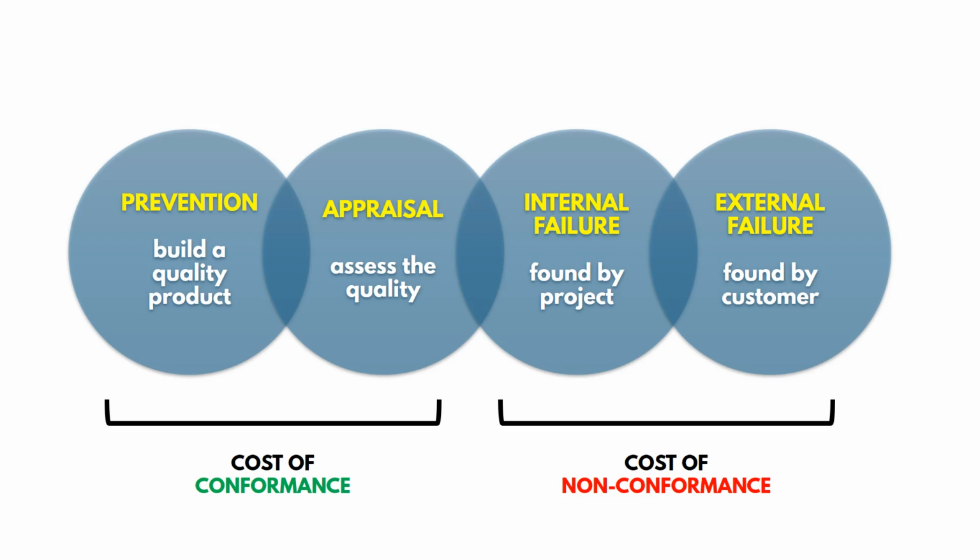External failures are quality issues that are found by the customer. This is the worst case scenario. So if we're doing work on a project, creating a product or something, and there's a defect, but we don't notice it until after it gets into the customer's hands, so they identify it, that's an external failure, and those become very expensive. So prevention, appraisal, internal failure, and external failure. These are the categories of costs of poor quality, or costs of quality, I should say.